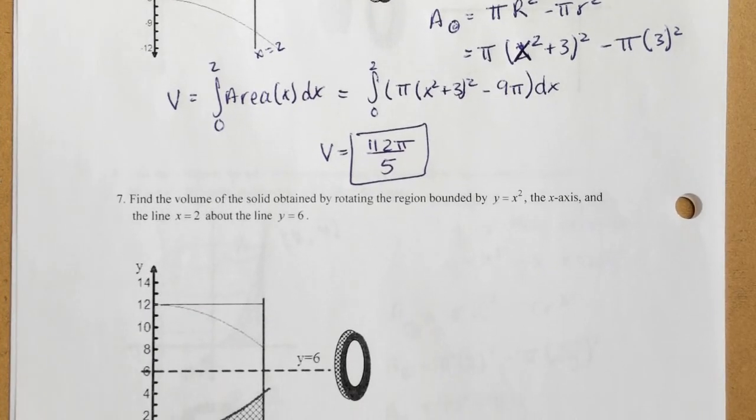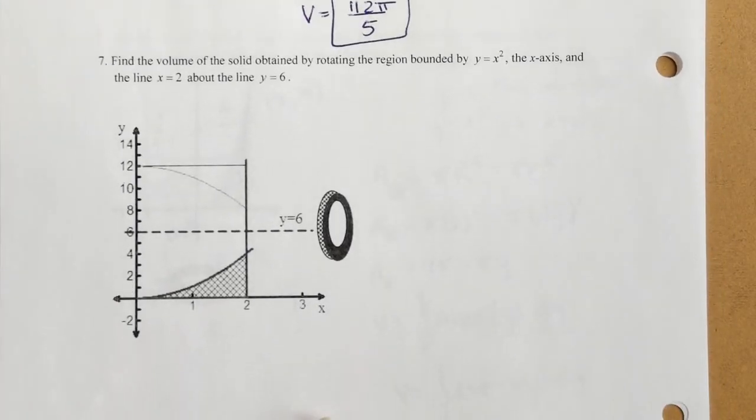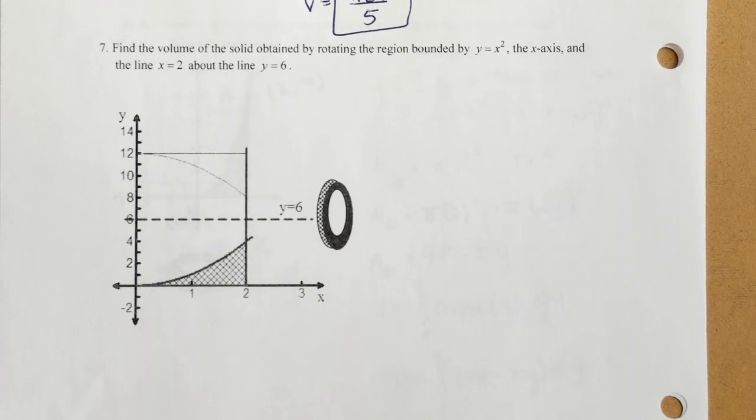We'll do another together, and then I'll leave a couple for you guys to do on your own. So for number 7, we're going to find the volume of a solid obtained by rotating the region bounded by y equals x squared, the x-axis, and the line x equals 2 about the line y equals 6.